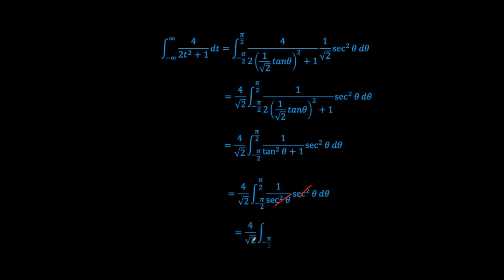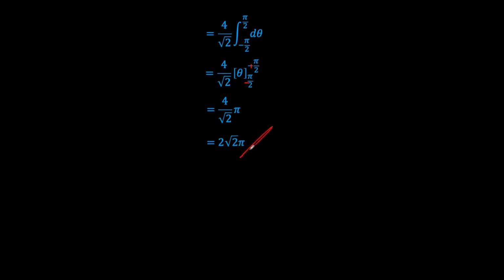And we are left with 4 over root 2, integral from theta equals negative pi over 2 to pi over 2 of d theta. That integral essentially is just theta. And so we have 4 over square root of 2 pi, because pi over 2 minus negative pi over 2 becomes pi. And multiplying the denominator with root 2, numerator and root 2, we have 4 root 2 over 2, so we have 2 root 2 pi as the answer for the blue integral.